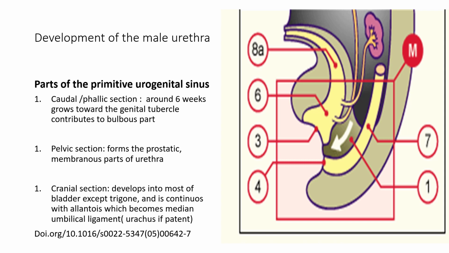The most ventral or cephalic part or cranial part will give rise to the bladder, most of the bladder apart from the posterior part of the bladder, the trigone. The middle or pelvic part gives rise to the prostate, the prostatic membranous parts of the urethra, and then we have the caudal or phallic part from which the urethral plate will develop, giving rise to the bulbous part of the urethra.